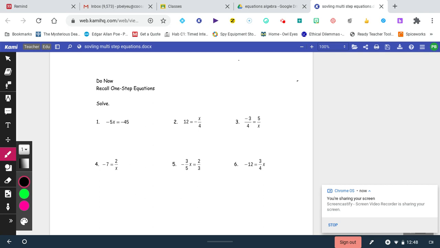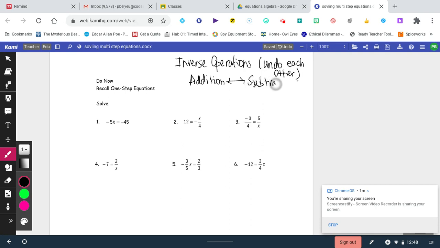All right, so let's just look at these 1 step equations. So first of all, we need to talk about inverse operations and just talk about what they are. Inverse operations are operations that undo each other. And if you're going to solve equations, it's important that you know inverse operations. So if you want to undo addition, well, what do you think you would do to get rid of addition? You would use subtraction, and vice versa. If you wanted to get rid of subtraction, you would use addition.